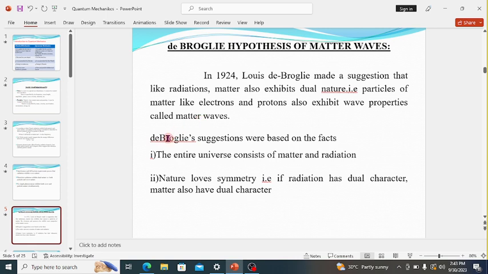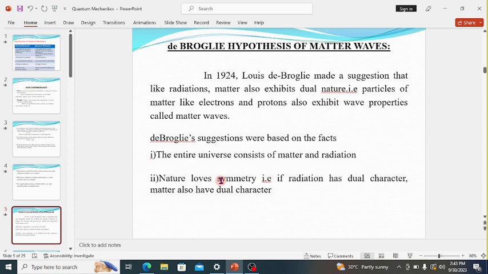So de Broglie explained theoretically, by making some suggestions. Based on these suggestions he proved that matter exhibits wave nature. The first suggestion is that the entire universe consists of matter and radiation, meaning the entire universe is filled with particles and radiations. The second one is that nature loves symmetry, meaning nature always wants to be symmetrical.